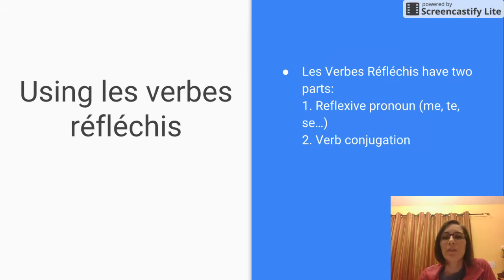To use les verbes réfléchis, they have two parts. The first is a reflexive pronoun. These actually look very similar to our direct object pronouns. So we have me, te, se, nous, vous, and se. And then you also just need your verb conjugation.